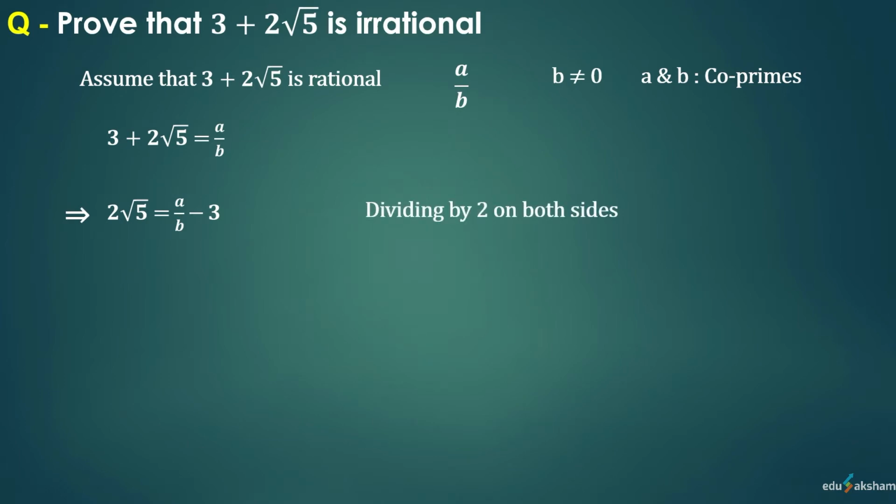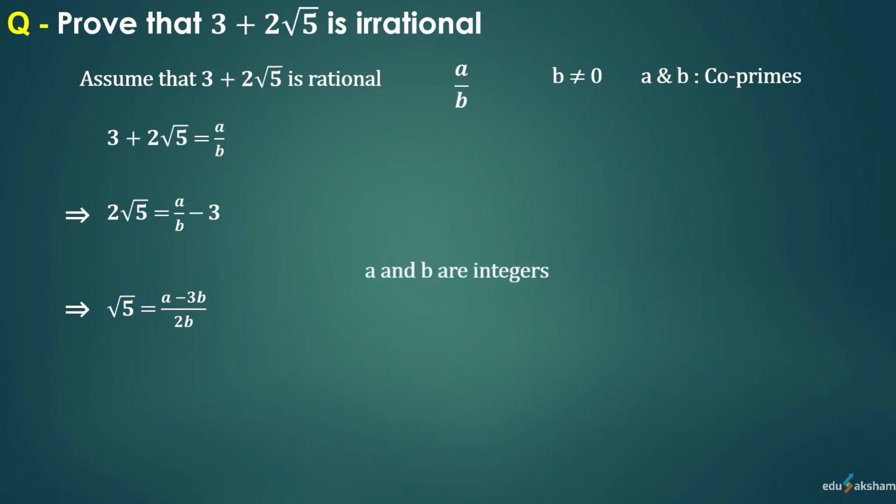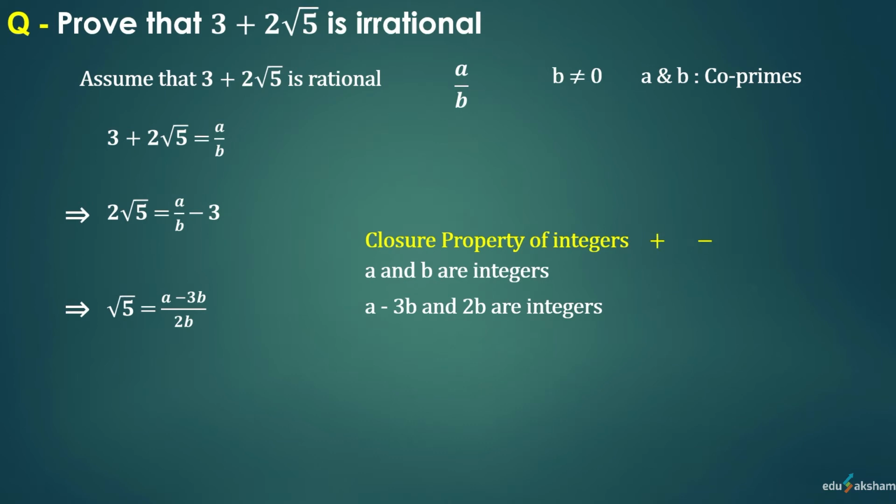Dividing by 2 on both sides of the equation, we will get root 5 equals a minus 3b divided by 2b. Since a and b are integers, a minus 3b and 2b are also integers. This is true because of the closure property of integers. Integers are closed under addition, subtraction, and multiplication, which means that when an integer is added, subtracted, or multiplied by an integer, it always gives an integer.